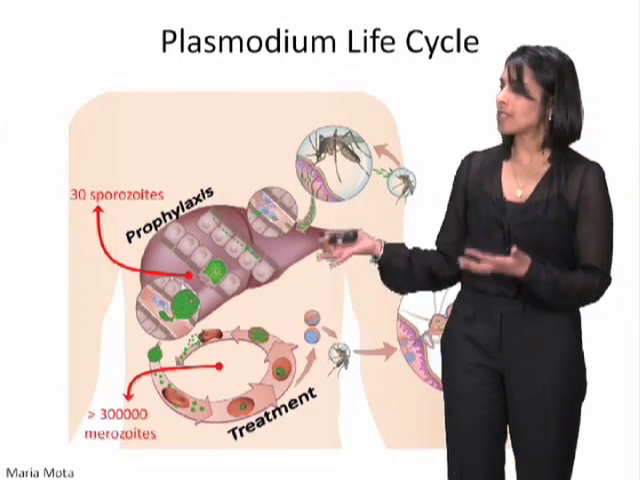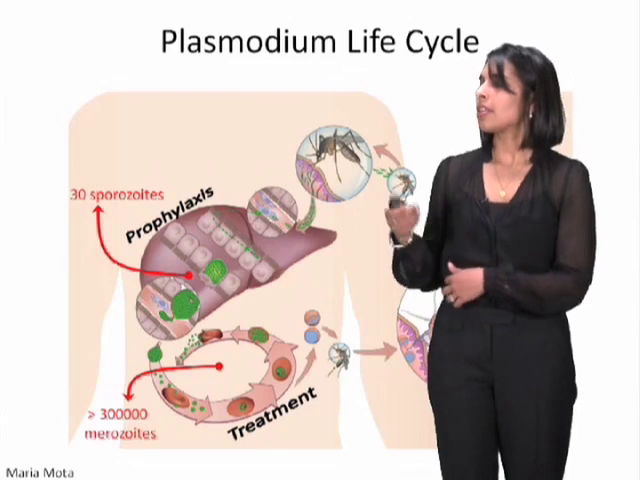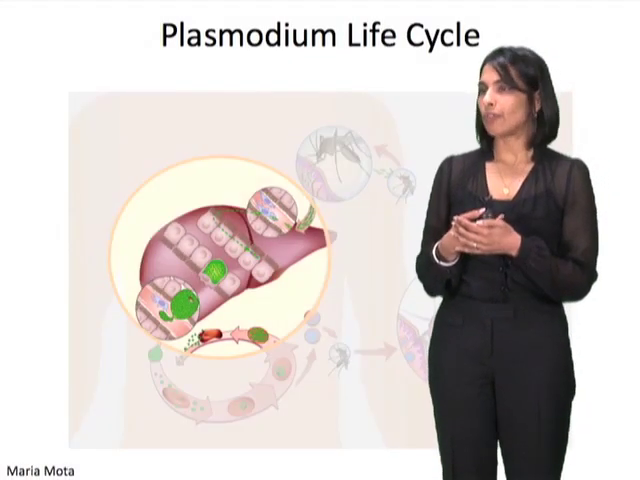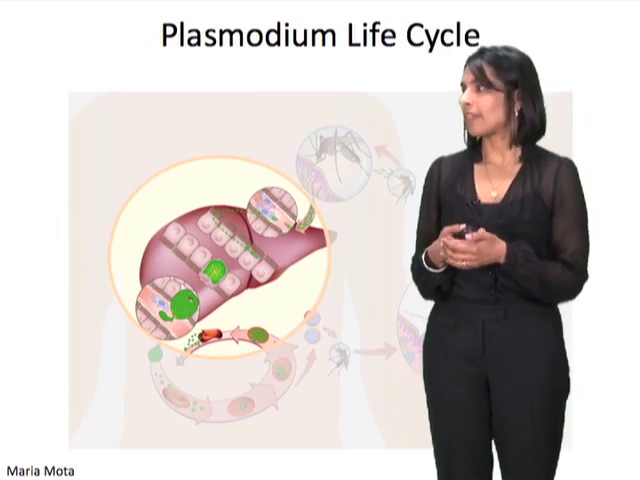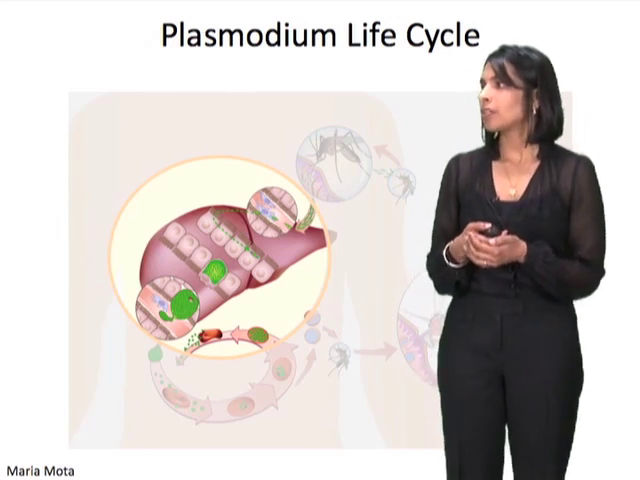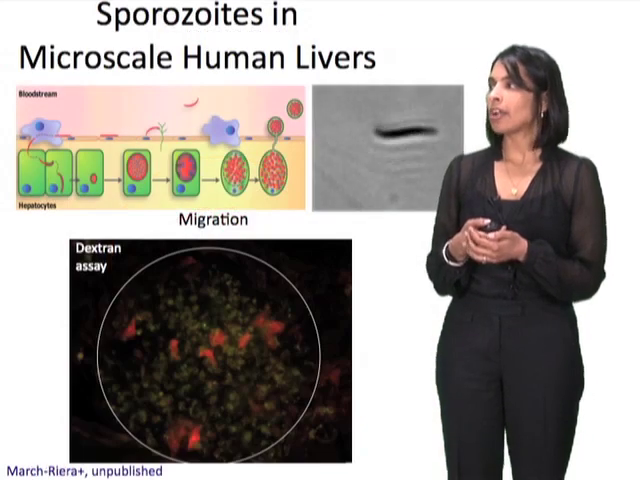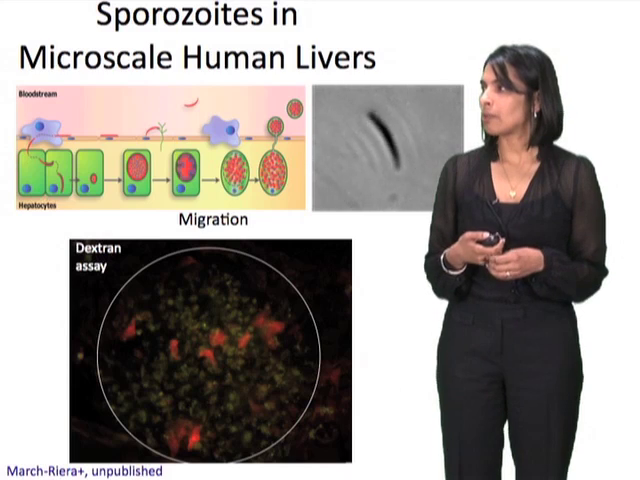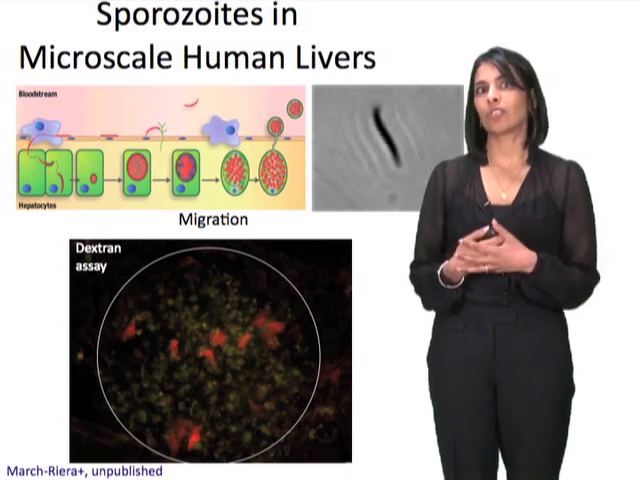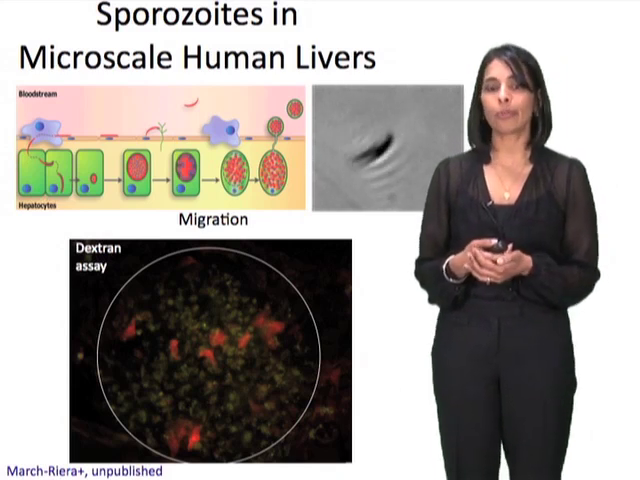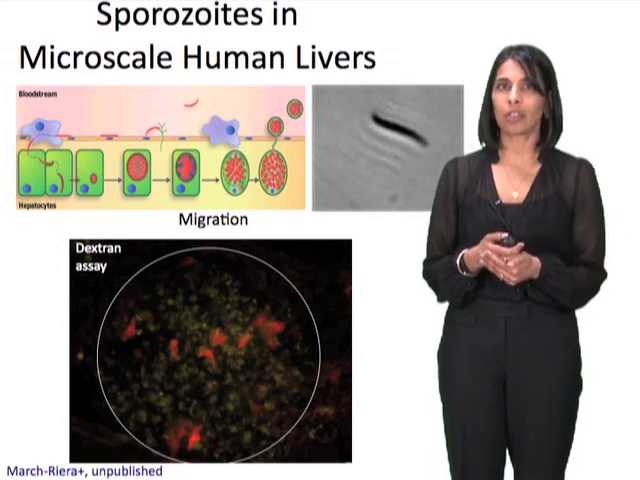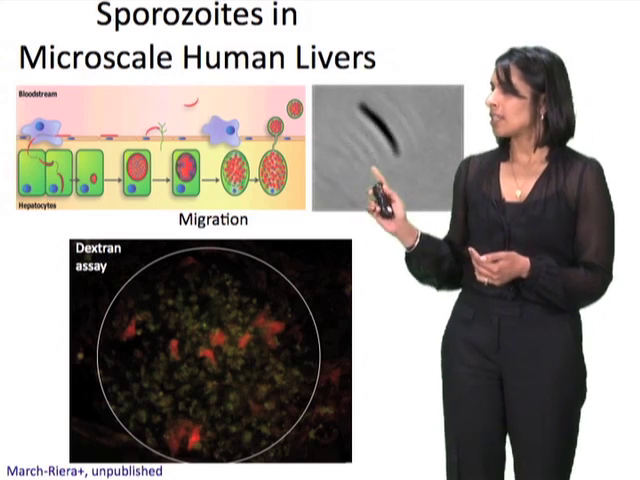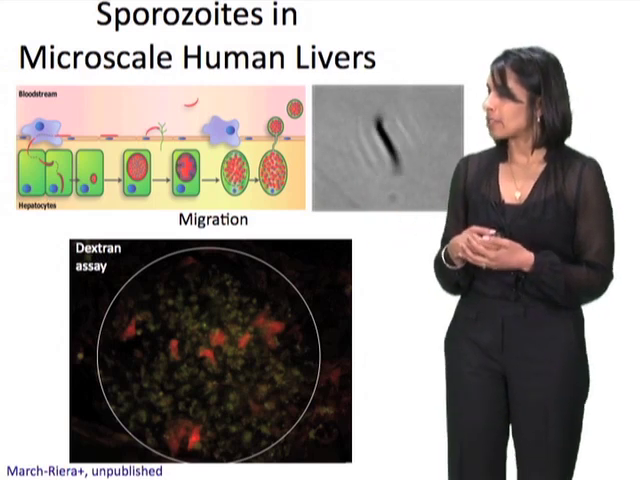So the trouble with studying all of this is that the human malarias don't infect animal models. So, for example, they don't infect mice or rats in the laboratory. So we've been interested in studying our human microlivers in vitro and seeing whether one can infect them with the human malarias and recapitulate this liver stage of the malaria life cycle, both for drug discovery of new antimalarials and for vaccine applications.